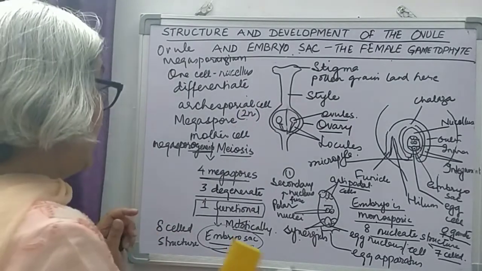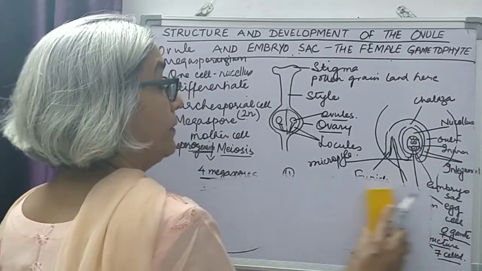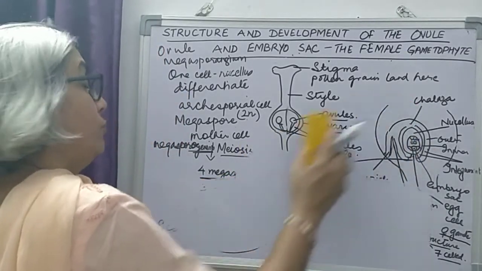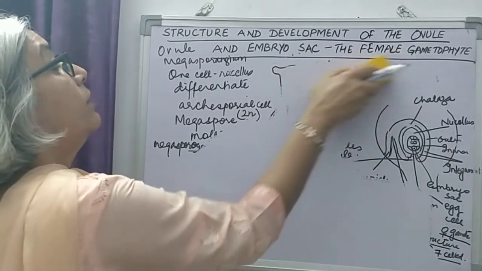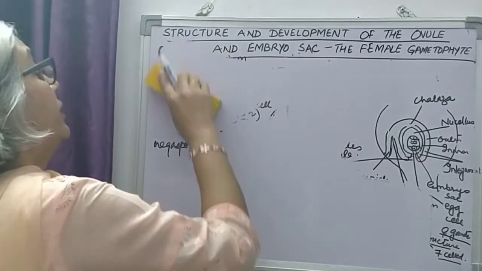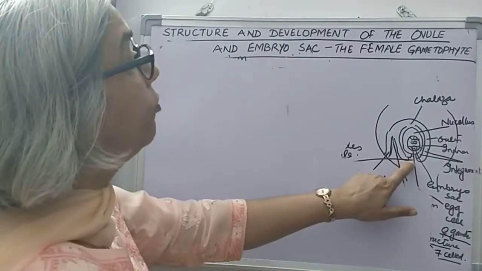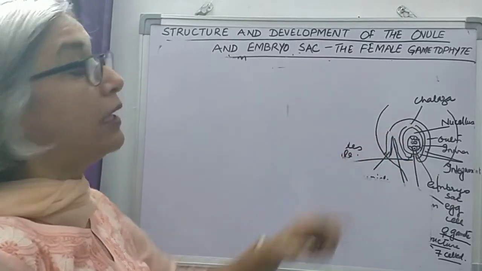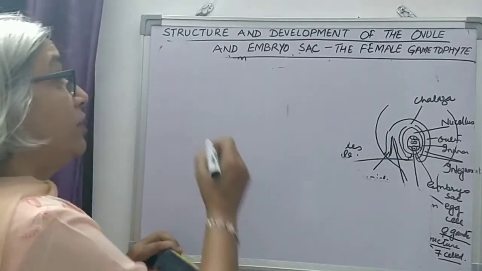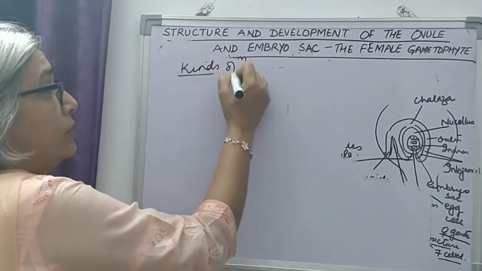Now I will also tell you one more important thing: the structure of the ovule we have discussed here. This ovule that is formed can be of various kinds depending upon the position of the micropyle and the chalaza. Depending on the arrangement of the micropyle and the chalaza, there can be different kinds of ovules.